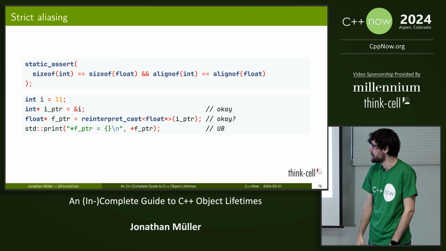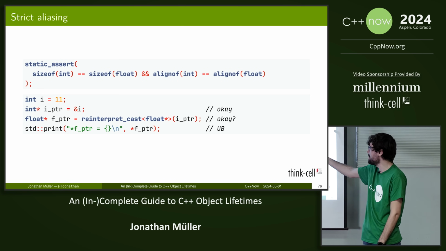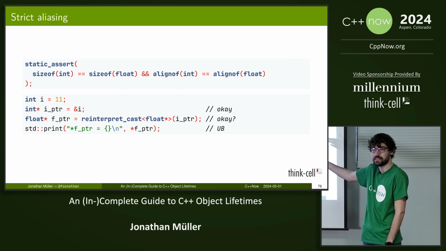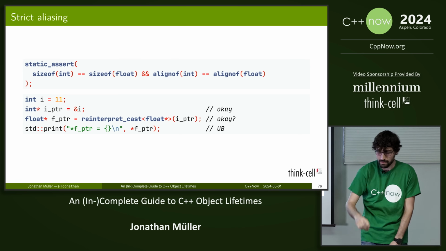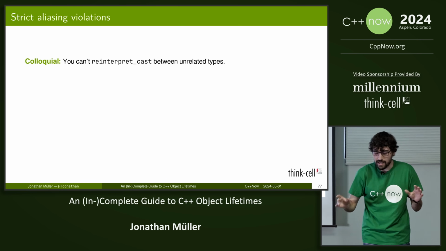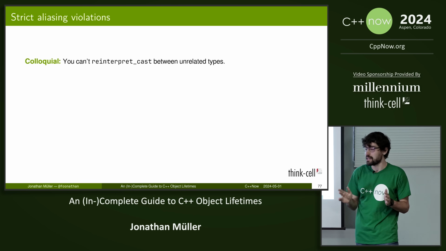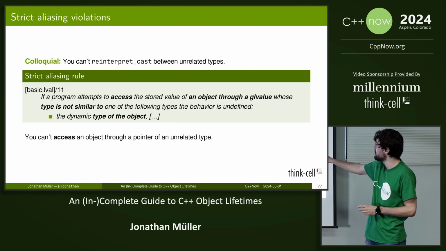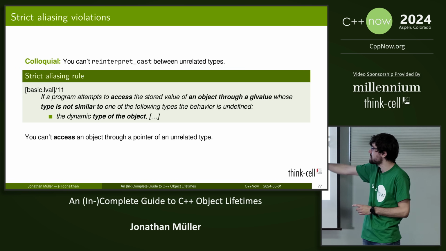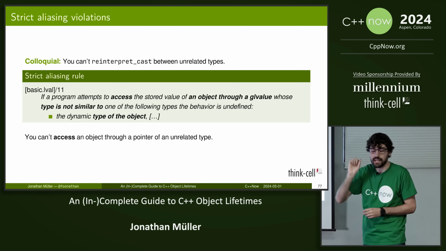So, strict aliasing rule. We've got an int, we've got a pointer to int, we do a reinterpret cast. This is actually fine. We dereference it, and this is undefined behavior. Colloquially, we say you can't reinterpret cast between unrelated types, but this isn't true. You can do that. What you can't do is access the stored object through a type that is not similar. That is the undefined behavior.